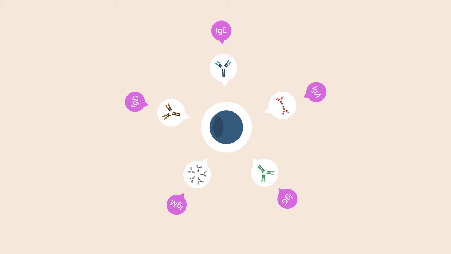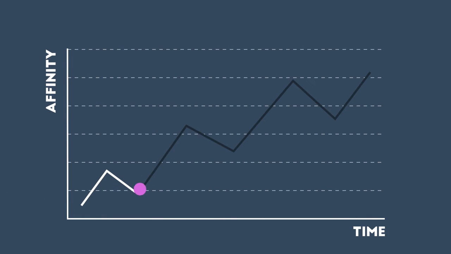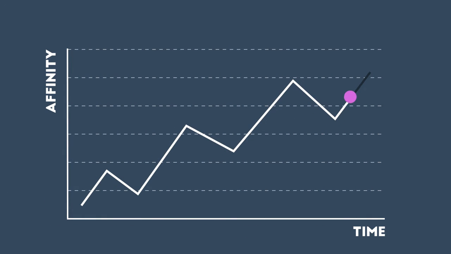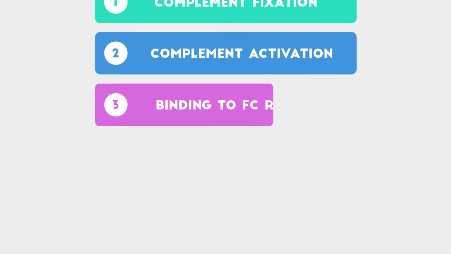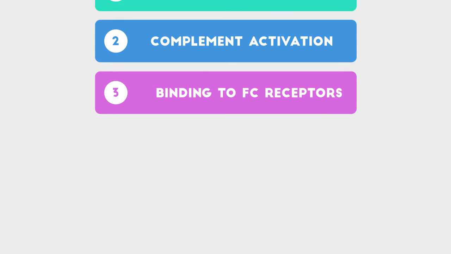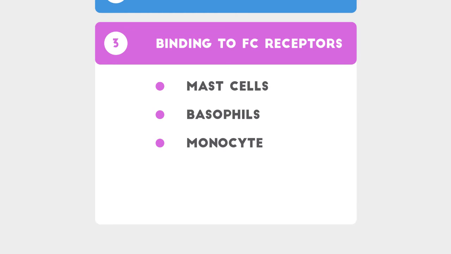In a subsequent infection, though, the antibodies that are selected to survive will be of even higher affinity as they undergo somatic hypermutation. Effector functions, as I discussed, involve complement fixation, complement activation, and binding of the Fc receptors, which are found on various WBCs, including mast cells, basophils, monocytes, platelets. Eosinophils also contain Fc receptors too, which is important in asthma.